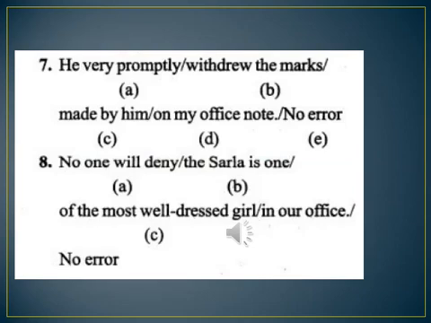Question number 8. No one will deny, A, the Sarla is one, B, of the most well-dressed girl, C, in our office, D, no error, E. So in our office is D, no error is E. And remember, the Sarla, it should be only Sarla. So B is correct. So look for some other error in this question number 8.